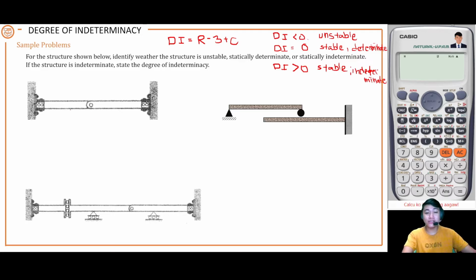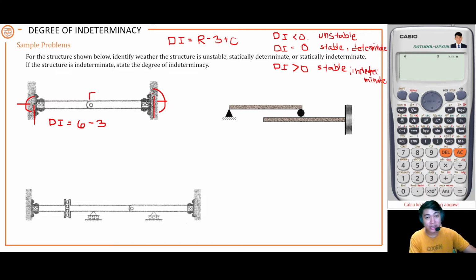So for this problem, we will identify the degree of indeterminacy. This is a fixed support. Let's count the number of reactions for a fixed support. We have vertical reaction, horizontal reaction, and a moment, so three unknown reactions. The right support is also a fixed support, so we again have vertical reaction, horizontal reaction, and a moment. So we have 6 reactions. The degree of indeterminacy, this is your formula: 6 reactions minus 3, a fixed number, and C.